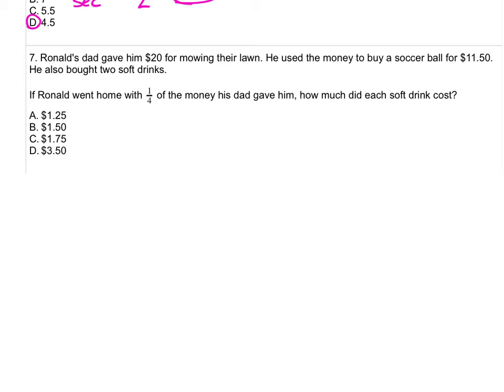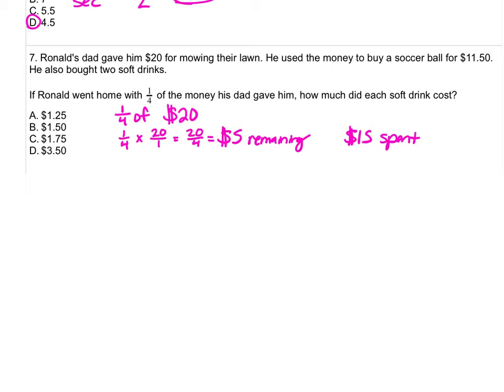So I'm going to start by saying that he went home with a fourth of the money. So that was his change. So he had a fourth of $20. And you might recognize that a fourth of $20 is like saying $20 divided by 4, which is $5. Or you could work it out and say a fourth times 20 over 1. You get 20 over 4, because we're really saying 20 divided by 4, which equals 5. So he had $5 remaining. Okay, so that means that he spent $15.